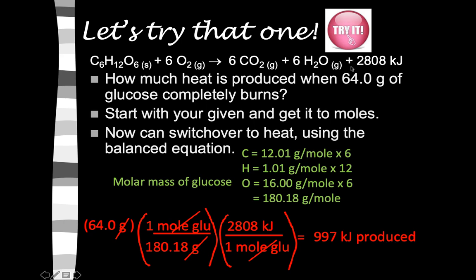Why? Because this is an exothermic reaction. Without the word produced, it would look like I need 997 kilojoules, but I don't need it. That is how much is produced if I start with 64 grams of sugar, specifically glucose.